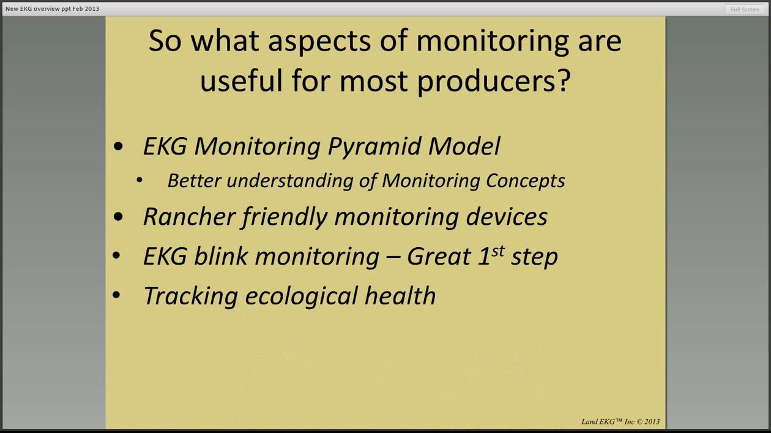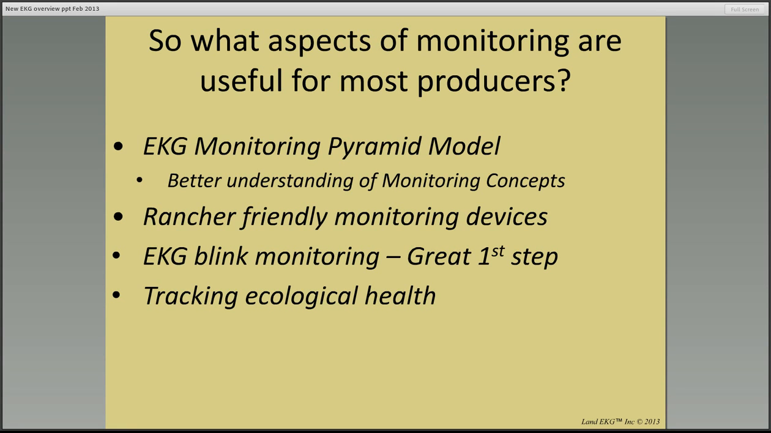So, when you start trying to get your head around monitoring, what are the parts of monitoring that we've found to be most useful for producers? We've broken this down into one of our best explanations of monitoring. We've been working at it for 20 plus years, or I have been, actually, since the late 80s, trying to figure out how to answer the question: for this pasture, what do I do next that will be the best thing I can do? With what we've got with Land EKG, we think we're definitely on the right path. We're constantly learning more, and there's new information and new technology always coming out.